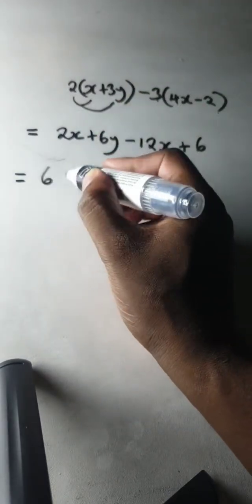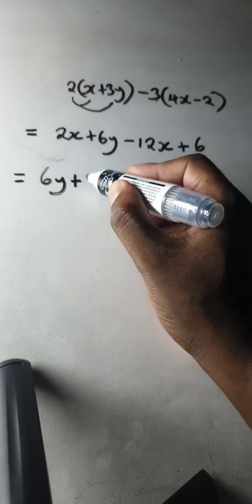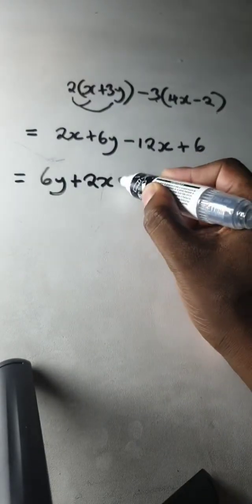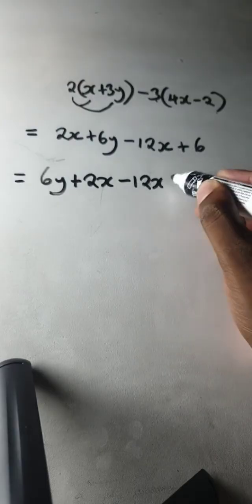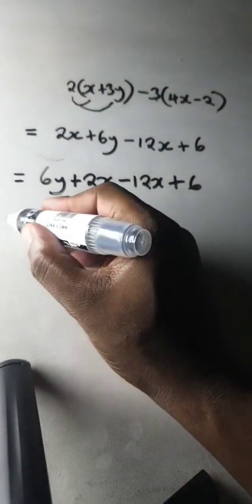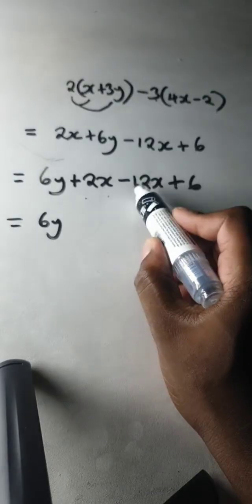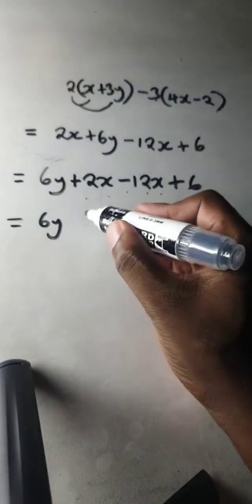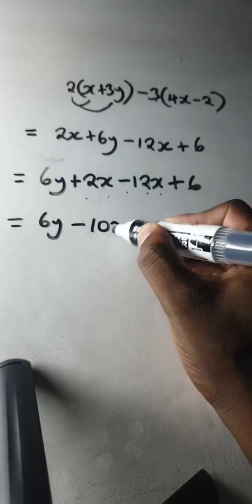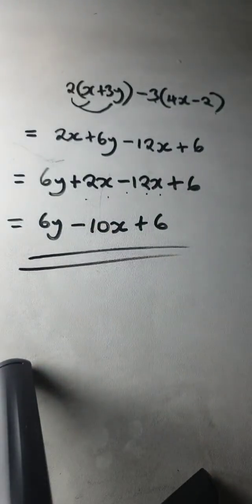So I'll start with my 6y, then that 2x is positive, so positive 2x minus 12x, and then I end with a constant at the end. So now I say 6y, 2x minus 12x will give me negative 10x plus 6. That is our answer, hence simplified.